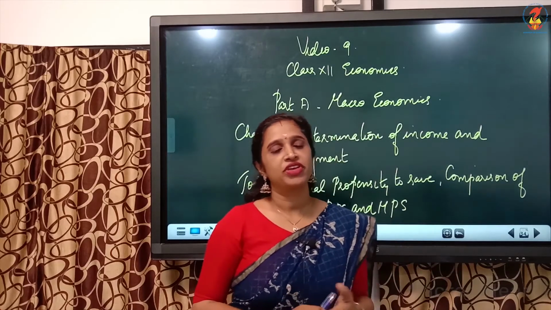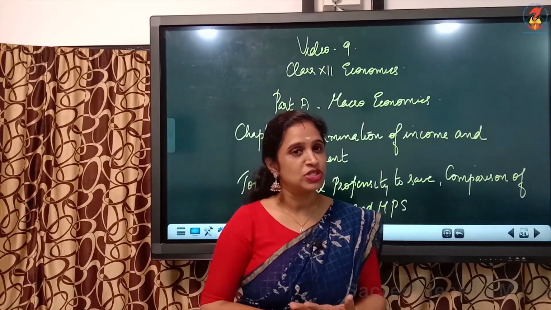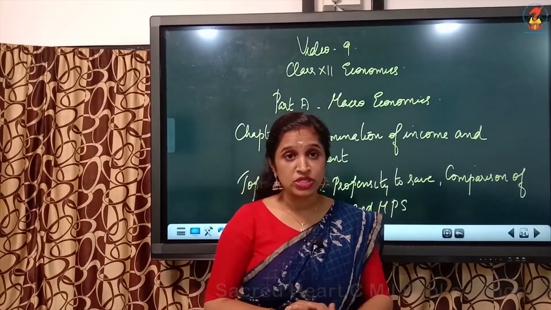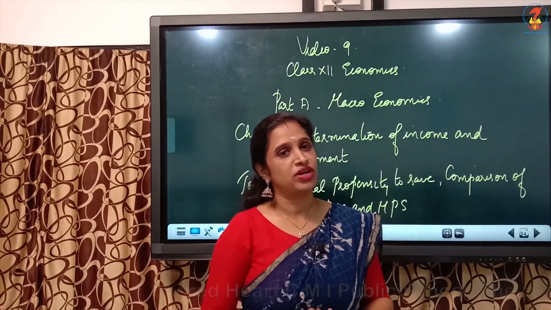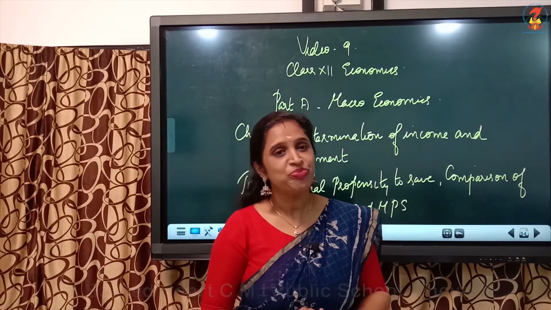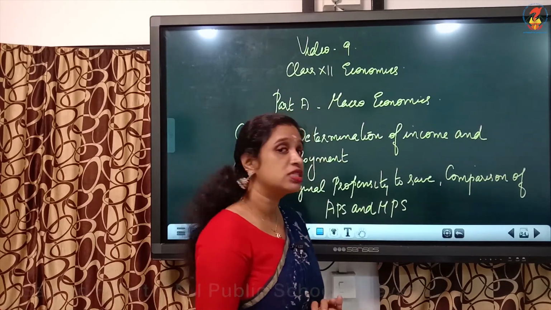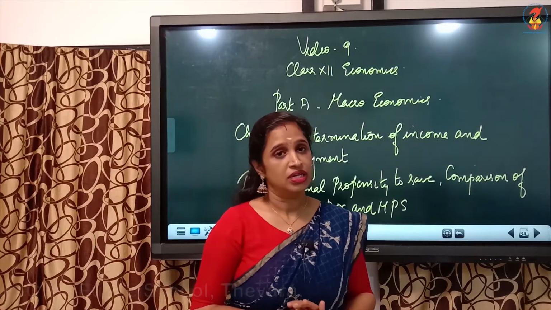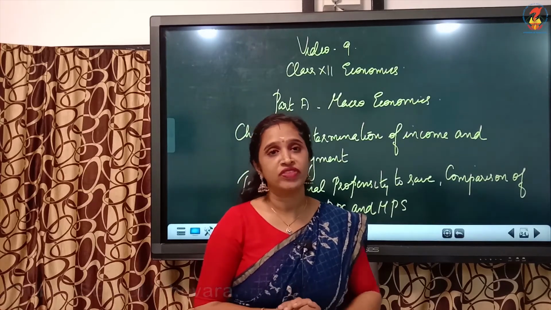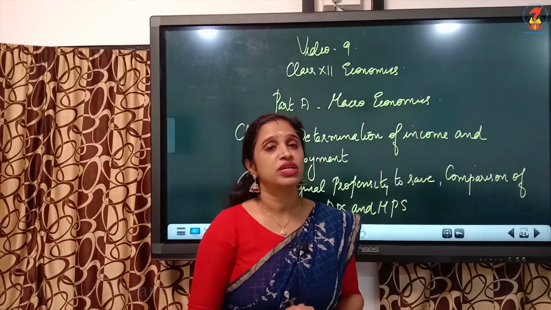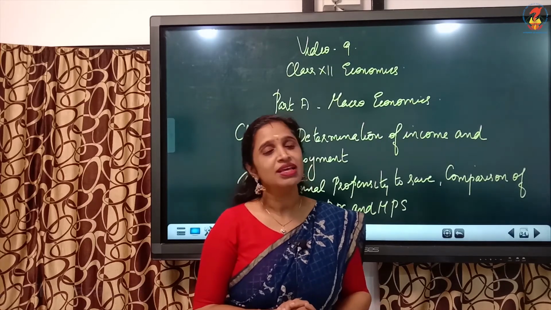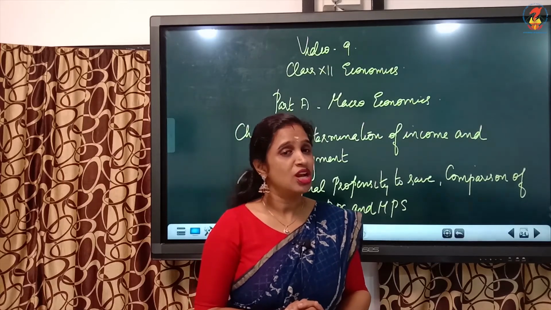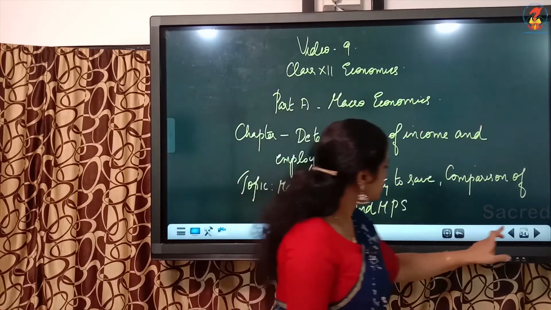Dear children, so far we have completed average propensity to consume, marginal propensity to consume, average propensity to save, and the next one, marginal propensity to save. Now, what is this marginal propensity to save? I told you these concepts are the essential part of learning the Keynesian theory, because we need to understand aggregate demand and aggregate supply in detail. Now, we will move on to marginal propensity to save.